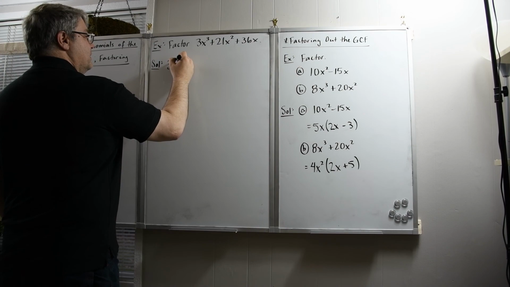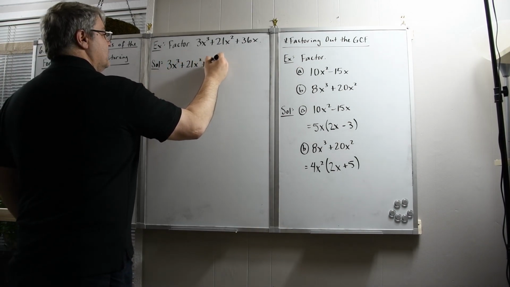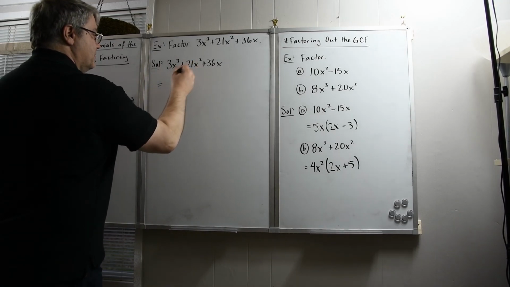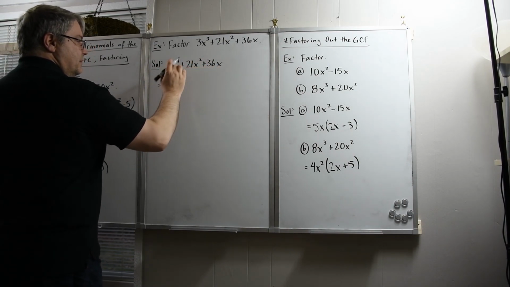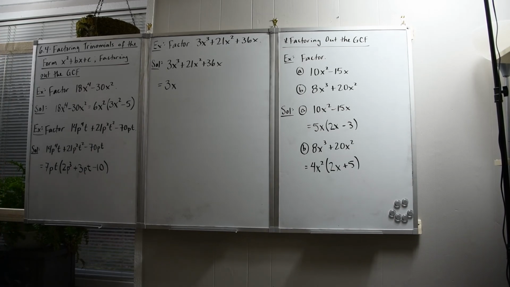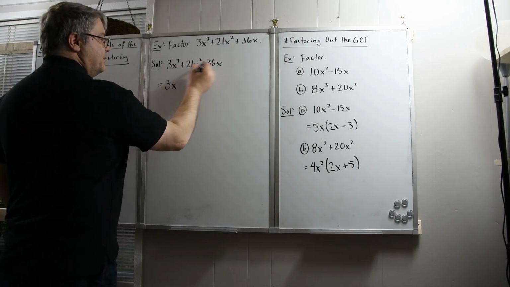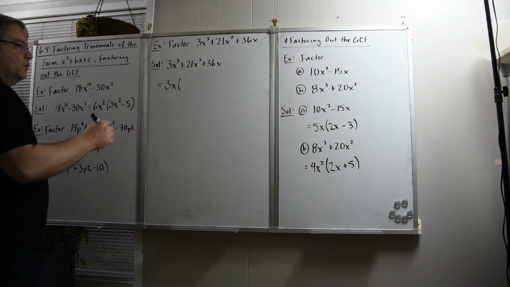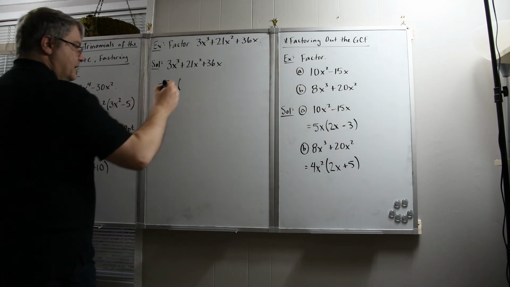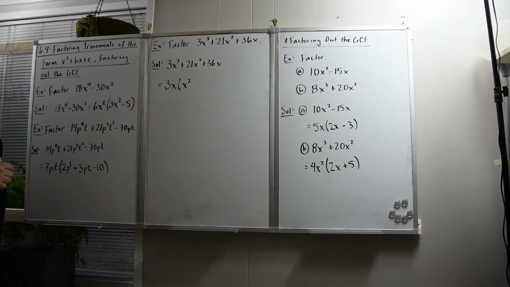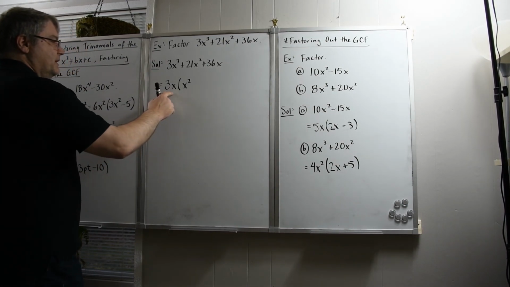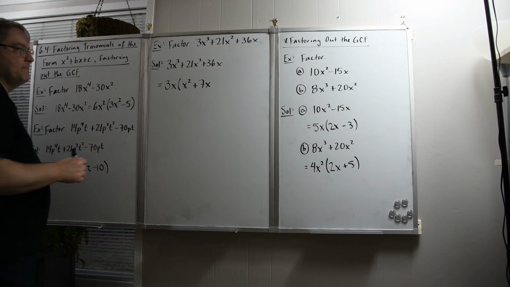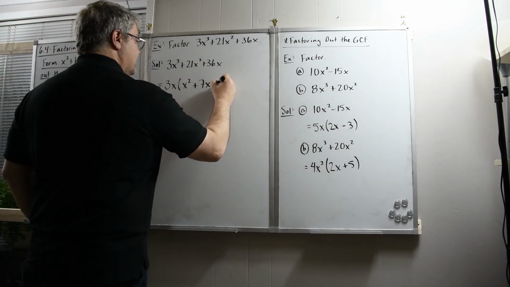So I can start thinking about taking out the greatest common factor. Once again, each of the coefficients is divisible by 3, and x to the first, at least, shows up in each one of these terms. So my greatest common factor is going to be 3x. And then I ask the question, what times 3x is 3x to the third? And the answer to that is x squared. What times 3x is 21x squared? The answer to that, 7x. What times 3x is 36x? The answer to that is 12.